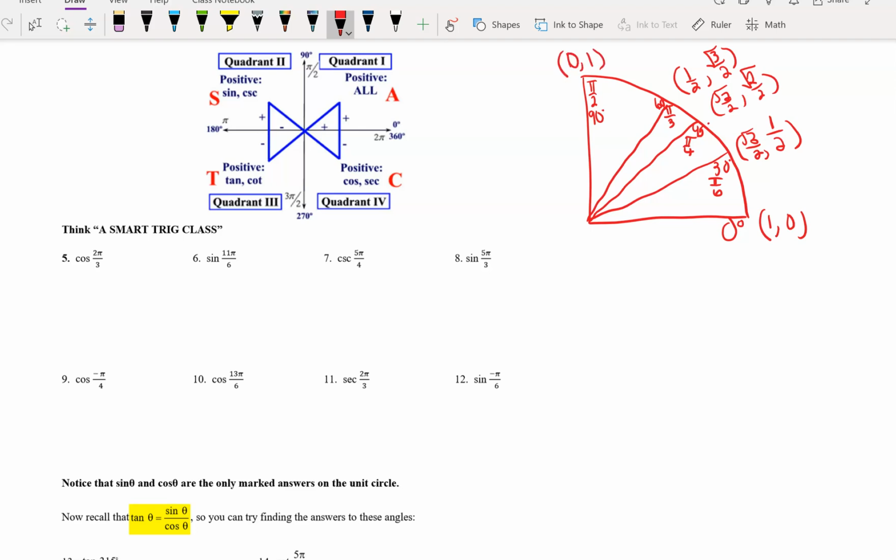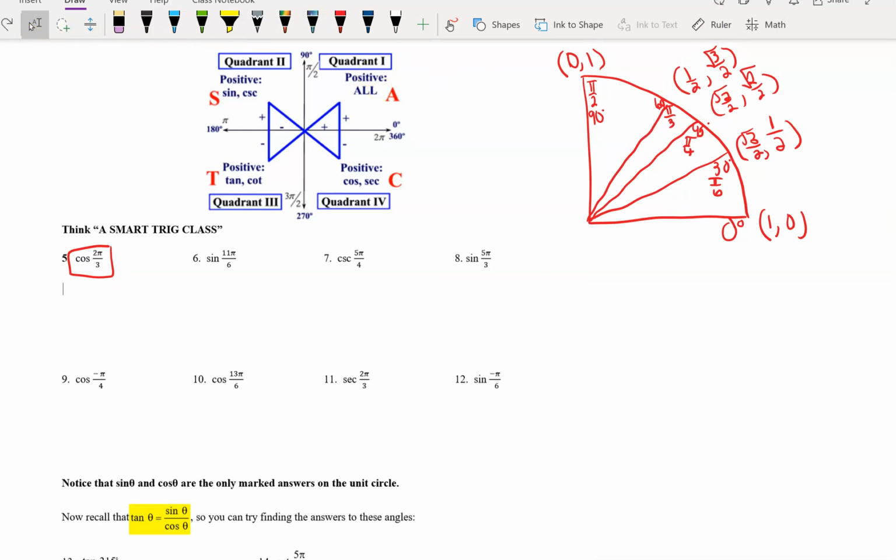So all we're going to refer to is this part of the unit circle, and we're going to use our knowledge of a smart trig class to figure out cosine, sine, cosecant, all of these different values. So first we're starting with cosine of 2 pi over 3. So what we're going to look at is pi over 3. We look here to start, and cosine is your x coordinate, so it's going to be 1/2.